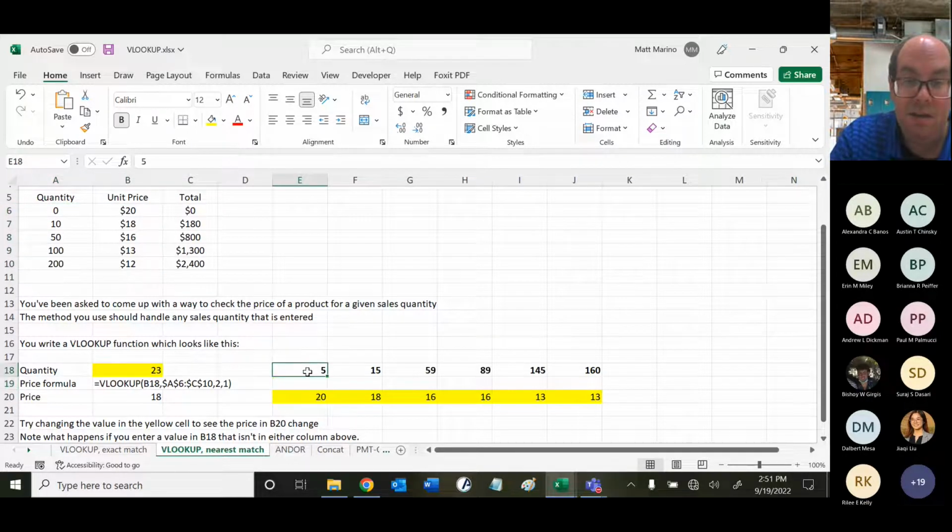So you have examples here on the side, 5, 15, 59, 89, 145, and 160. And you'll notice in the columns below that there's empty spots here and highlighted yellow spots there. So I want you guys to try right now, 1, 2, 3, 4, 5, 6 examples. Go through and test out the VLOOKUP. See if you can get the answers below, 20, 18, 16, 16, 13, and 13.